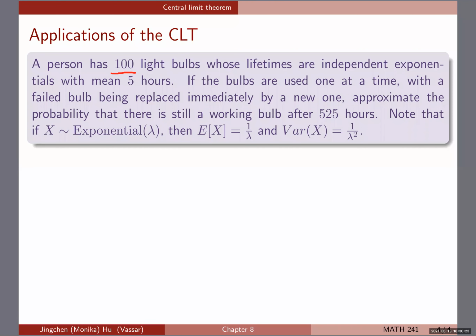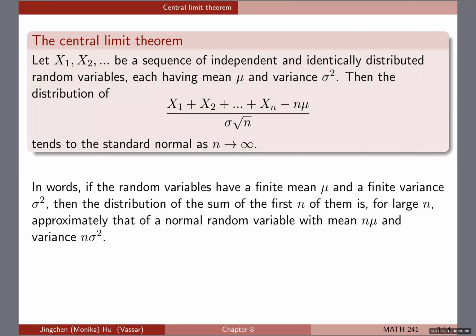We're now curious about the sum of the first 100 light bulbs, and we want to know the probability that the sum is greater than or equal to 525. So if we come back here, we're curious about the sum being greater than or equal to something. We're trying to approximate that probability.